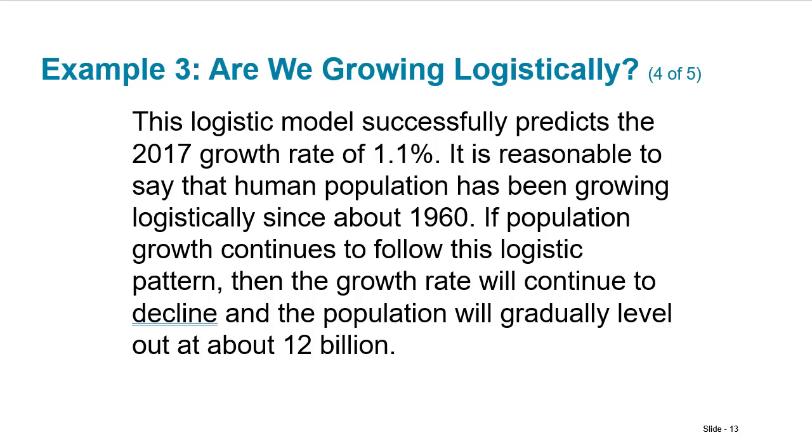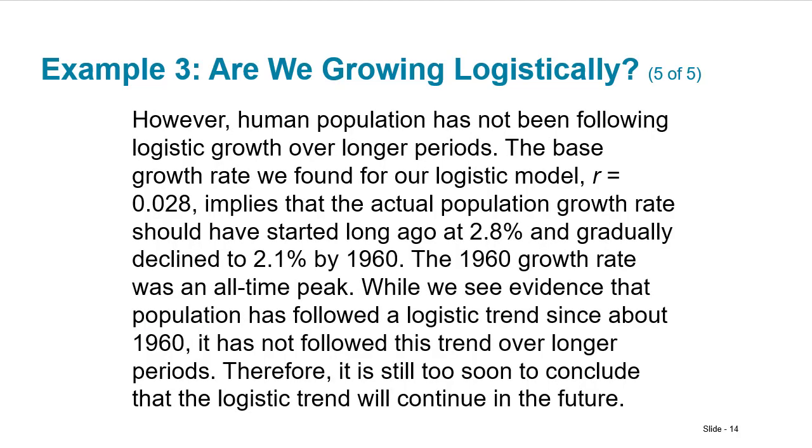And if population growth continues to follow this logistic pattern, then the growth rate will continue to decline and the population will gradually level out at about 12 billion. That's where the carrying capacity came from. However, human population has not been following logistic growth over longer periods. If we carry this back out, we will see evidence that the population has followed a logistic trend since about 1960. It has not followed this trend over longer periods.